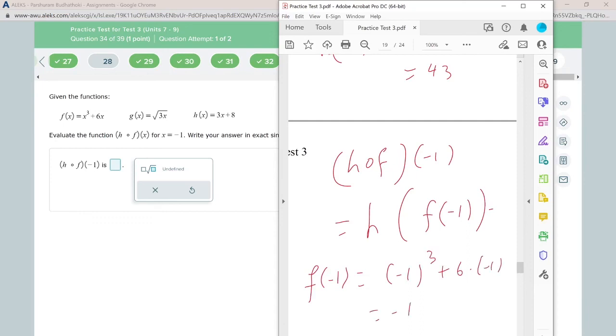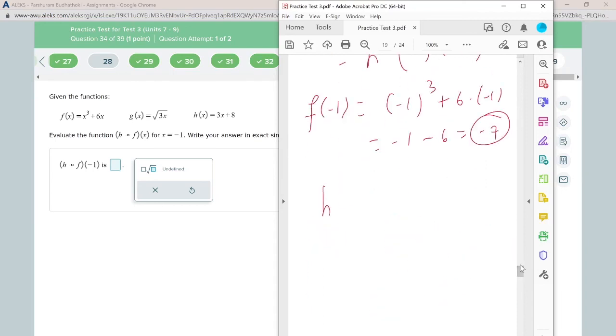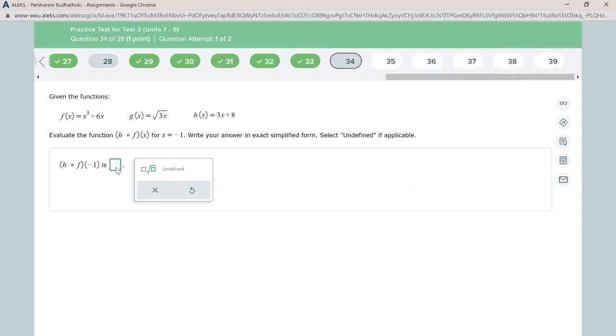Negative 1 cubed means negative 1. 6 times negative 1 is negative 6. Eventually it's negative 7. So this value you have to find at h of negative 7. So h of x is 3 times x plus 8, which is 3 times negative 7 plus 8, which is negative 21 plus 8, which is negative 13. So the answer should be negative 13.